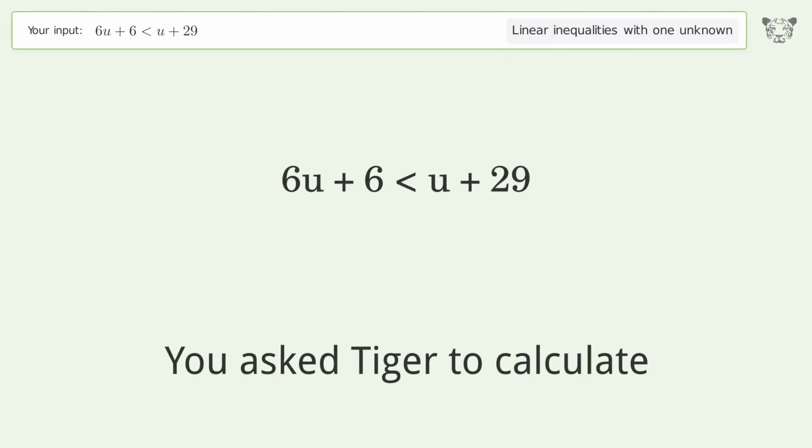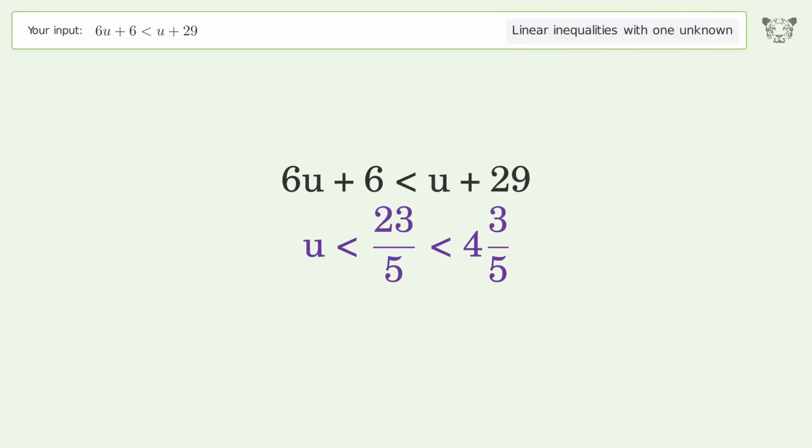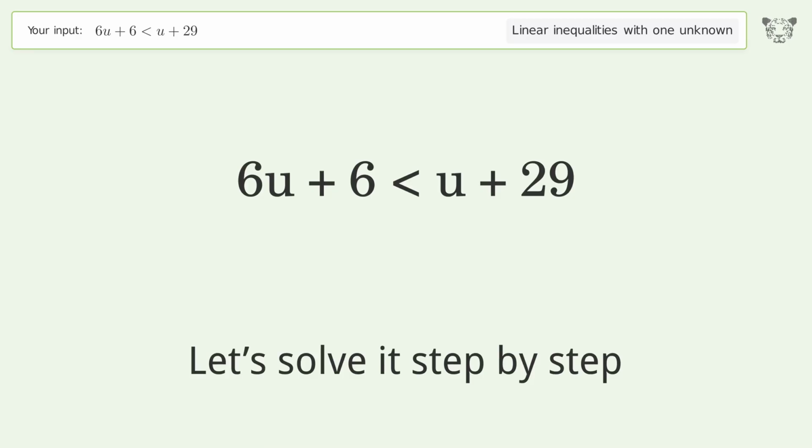You ask Tiger to calculate. This deals with linear inequalities with one unknown. The final result is u smaller than 23 over 5 smaller than 43 over 5. Let's solve it step by step.